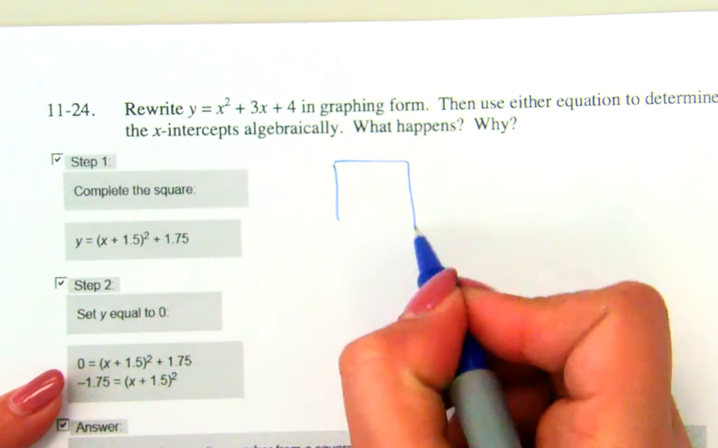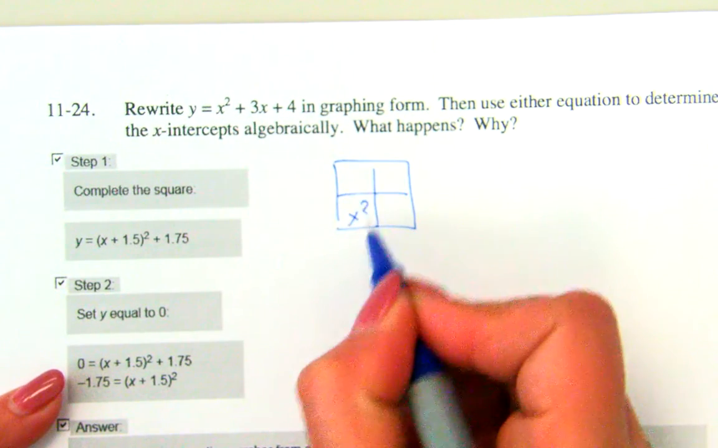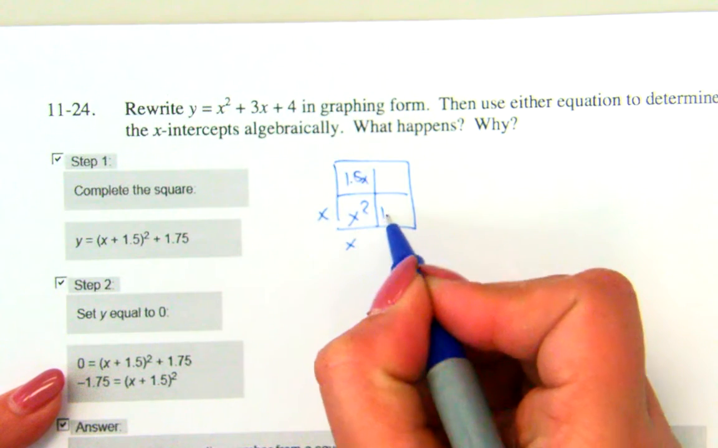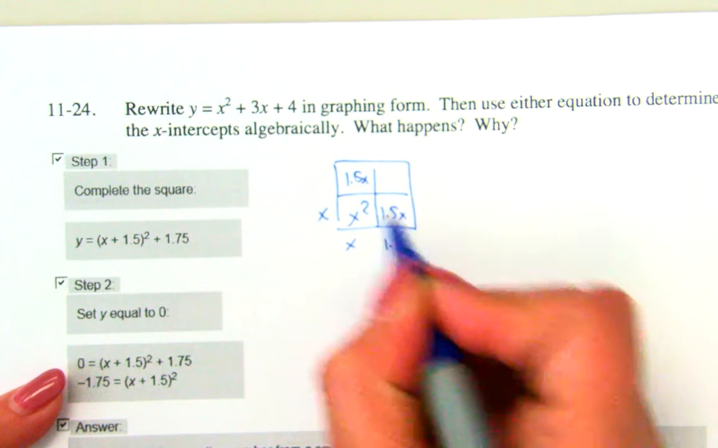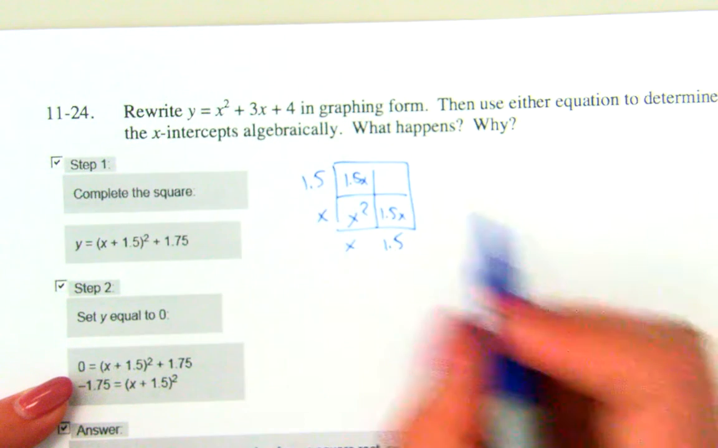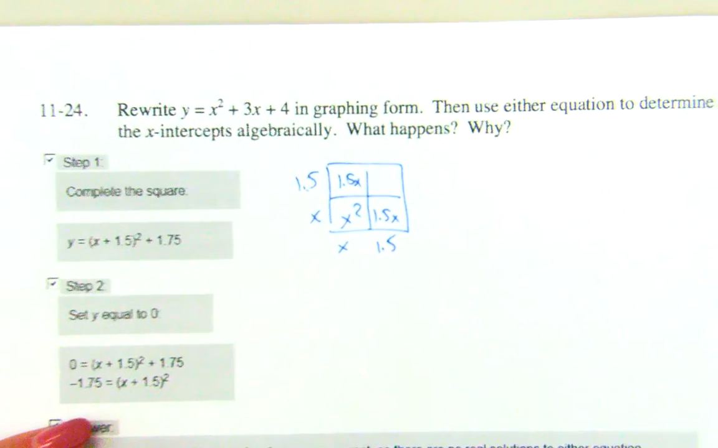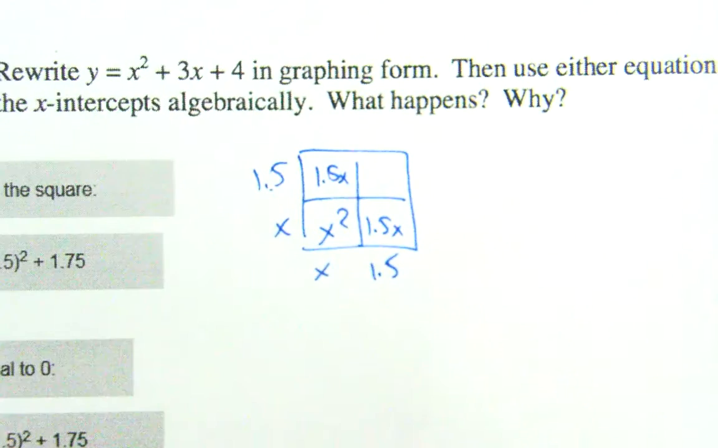This is your perfect square. So you have x squared. Half of 3 is 1.5. So 1.5x, 1.5x. 1.5, 1.5, there's your perfect square. 1.5 times 1.5 should give you, oopsie, I'm zooming in, sorry.